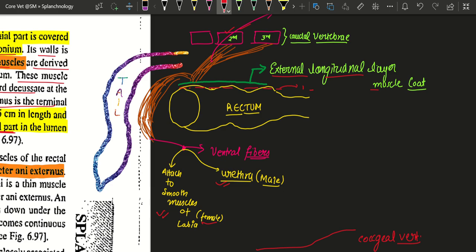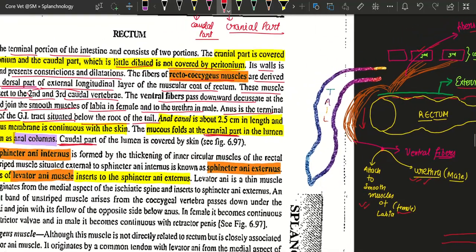Okay, and the very next ventral fiber of the rectococcygeus muscle will be going ventrally and going to attach either to the smooth muscle of the labia if it is female or the urethra if it is male. Done. Okay, I hope it is clear.